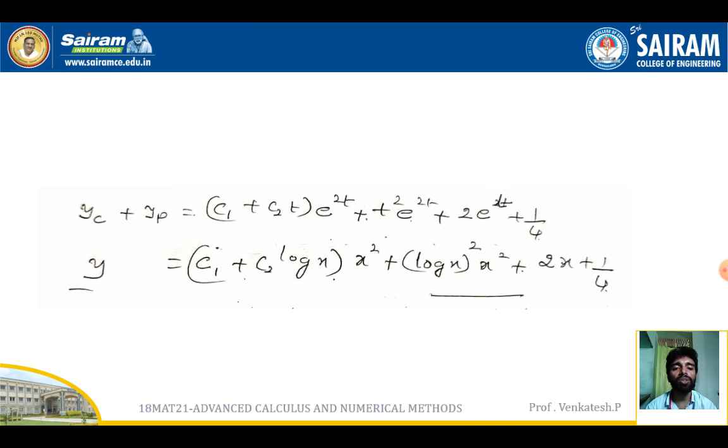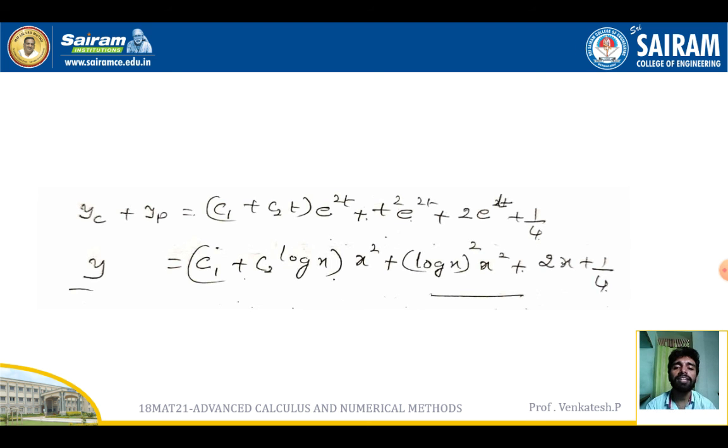So since we know that t will be nothing but log x, e power t will be x, I am going to replace back to obtain the solution in terms of the x variable, because the given differential equation is a variable coefficient equation in terms of the x variable. Obviously we should get the solution in terms of the x variable only. So now I am going to replace back the t value and the e power t value.